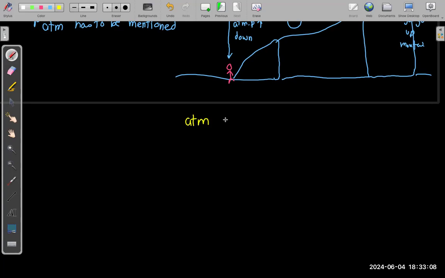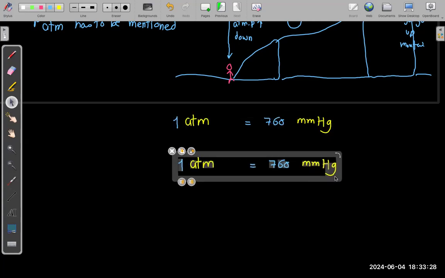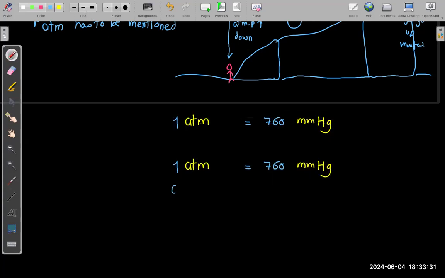Outside the syllabus, there are more units, but in our syllabus, only 2 units. The atmosphere, which is called ATM, and the other one is the millimeter Hg. We know that 1 atmosphere is equal to 760 millimeter Hg. If he gives you any number in atmosphere and asks you to change it into millimeter Hg, you can only do the cross multiplication. So if he tells you I have 0.5 atmosphere, what will be the pressure in millimeter Hg? I'll cross multiply, so 760 multiplied by 0.50.